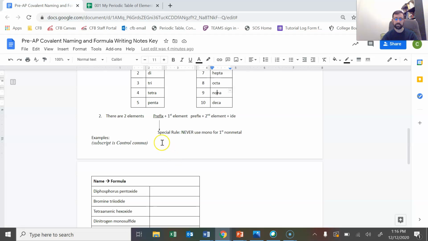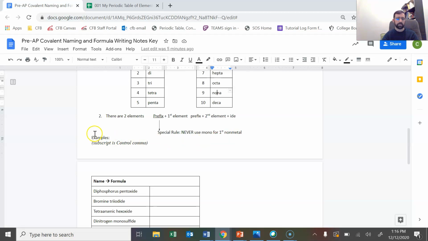There are 2 elements in every covalent compound you're going to have to name. So the way that this is going to work, your first name is just the prefix plus the first element's name. Don't change the name, just prefix and the first element's name. The second name is the prefix plus the second element's IDE name. But there's an exception. There's a special exception that only applies to the first name. We never use mono for the first name. So if there's only one of the first element, you don't use mono. But if there's only one of the second element, we will use the prefix mono.